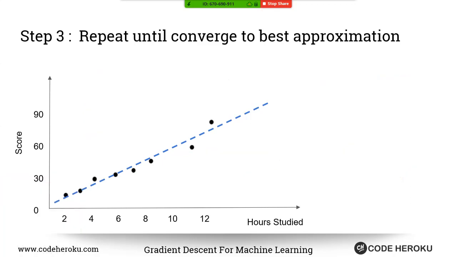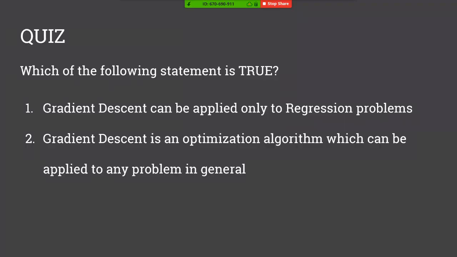Okay, all right. So here's a quick question for you, based on whatever you have understood till now about gradient descent. Which of the following statements is true? Gradient descent can be only applied to regression problems. Gradient descent is an optimization algorithm which can be applied to any problem in general.